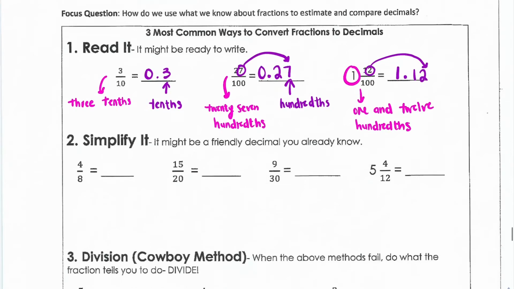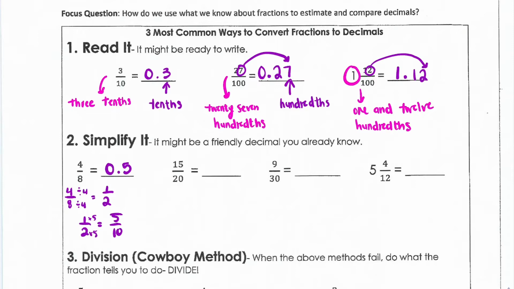Okay, next. Simplify it. It might be a friendly decimal you already know. Well, let's go ahead and simplify a little bit. So here I have 4/8. And when I divide the numerator and the denominator by 4, I get 1/2. And 1/2 written as a decimal is 5/10. Okay, and I want to show you guys that 1/2 is equal to 5/10, right? If you multiply the numerator and the denominator by 5, we get the same thing. So this is the decimal we write for 1/2.